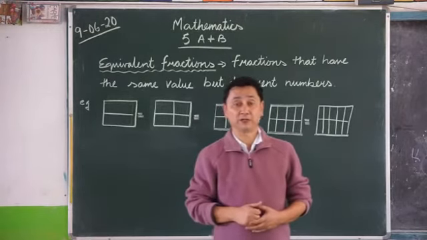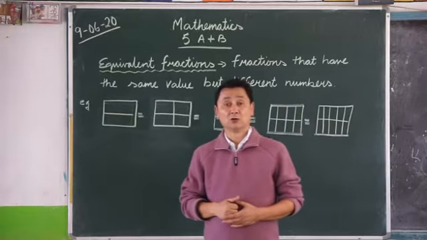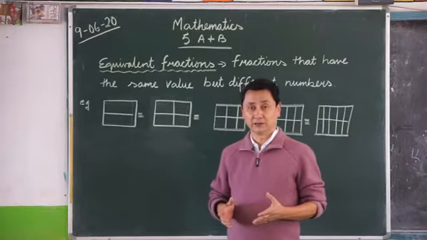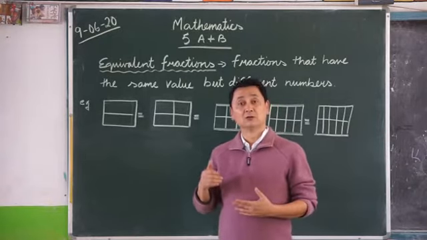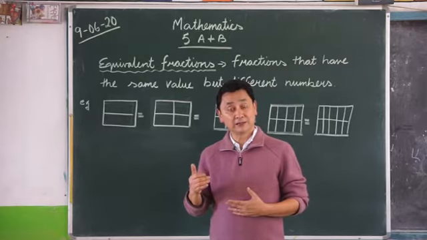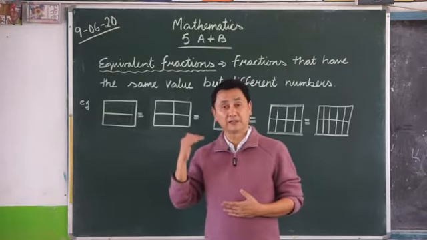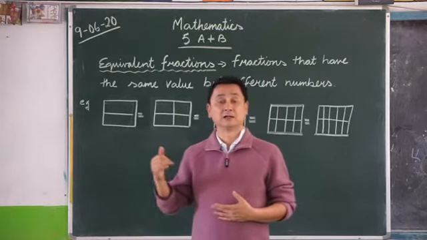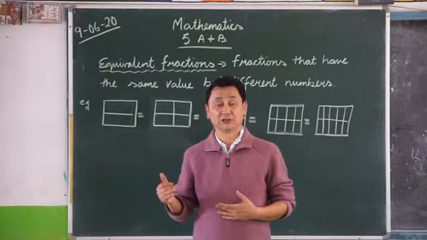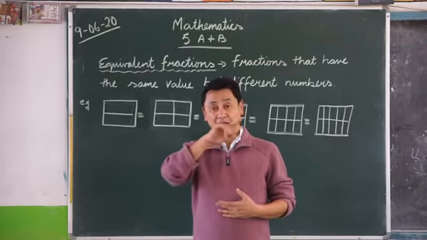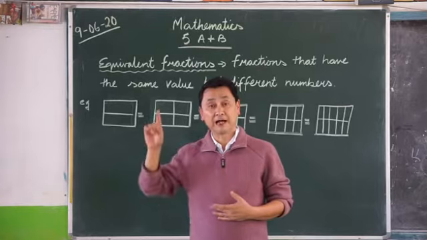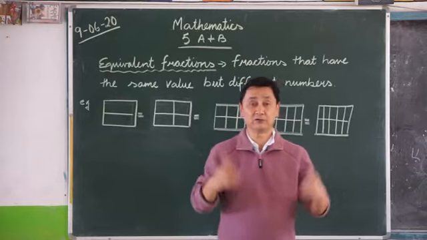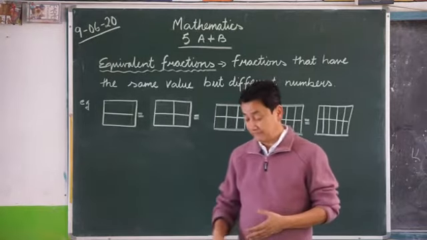Then we did proper fractions. Proper fractions are fractions whose numerator is smaller than the denominator. Improper fractions are fractions whose numerator is bigger than the denominator. Then we did mixed numbers or mixed fractions. They are numbers which have a whole number and a fraction. And then we did equivalent fractions. So today we will learn about equivalent fractions.